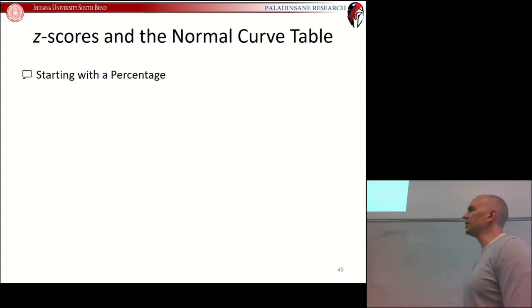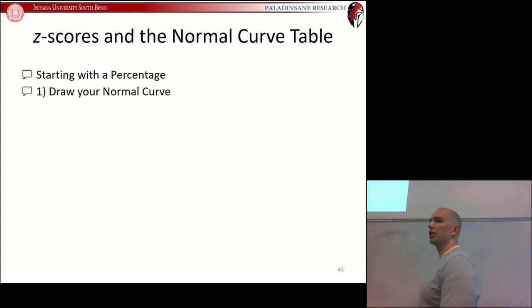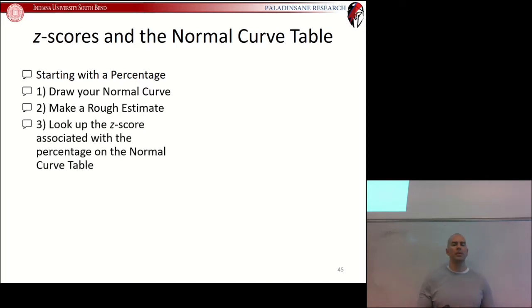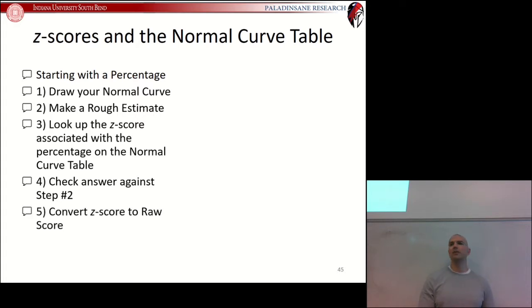So when you're starting with a percentage, first off, draw your normal distribution curve. Again, this isn't in the textbook. This is a lifesaver. Please get in the habit of doing this. Five seconds and you're done. Number 2, go to that figure, make your rough estimate. Number 3, you look up the z-score associated with that percentage. So now you're starting with the percentage. You look up the associated z-score on the normal curve table. Step 4, check your answer against step 2. And then step 5, you finish off the calculation by converting that z-score into a raw score.